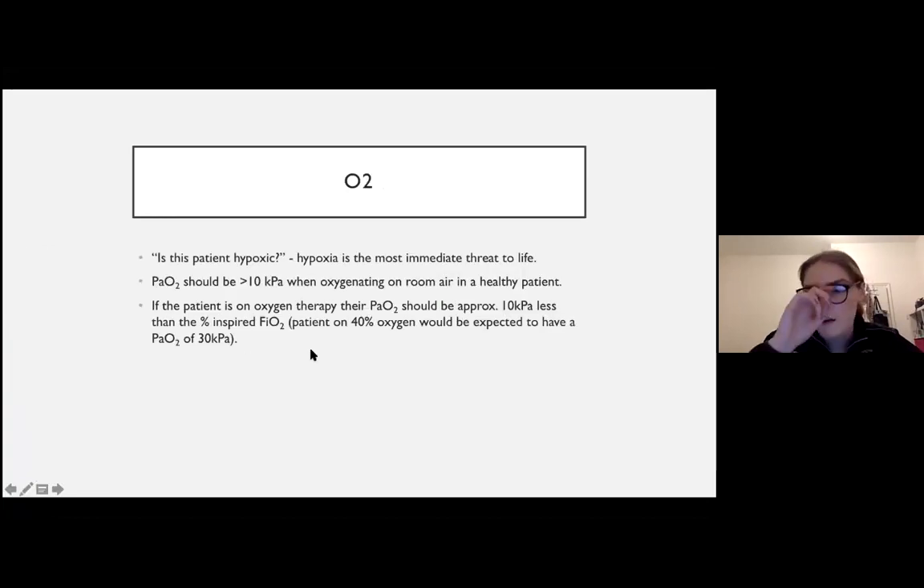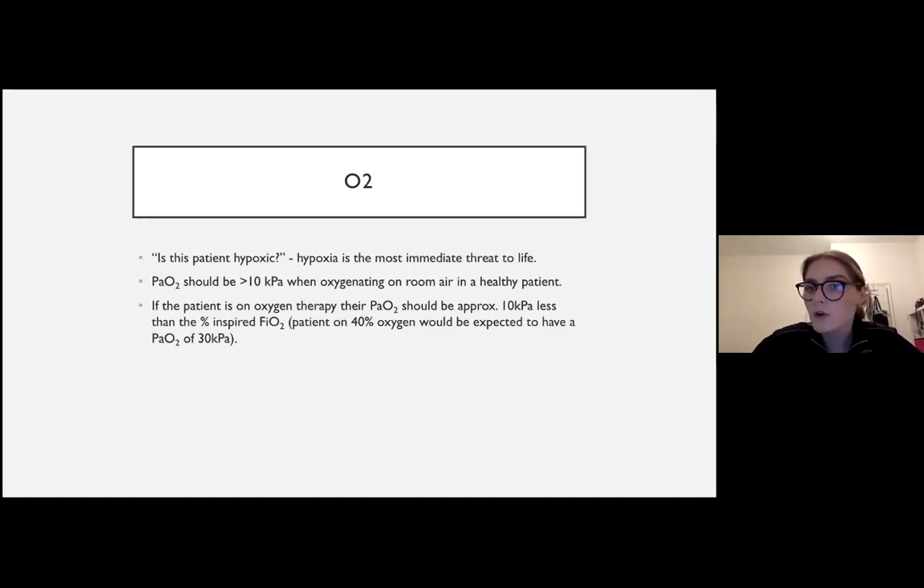Okay, and then I look at oxygen last. In hospital, I tend to find that doctors will look at oxygen first, because if the patient is hypoxic, that is going to kill them first. That's the most immediate threat. They could go into an arrest from that. You should have a PaO2 of greater than 10 when you're on room air. If they're on oxygen therapy, it should be 10 less than the percentage of inspired O2. So let's say they were on 40% oxygen, you'd expect them to have an O2 of 30.